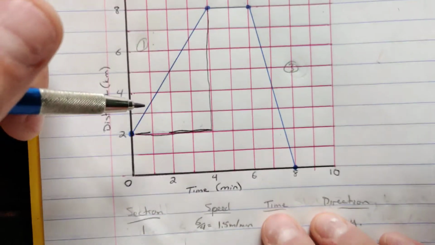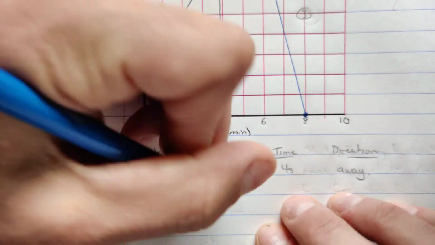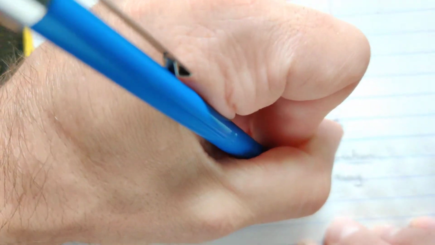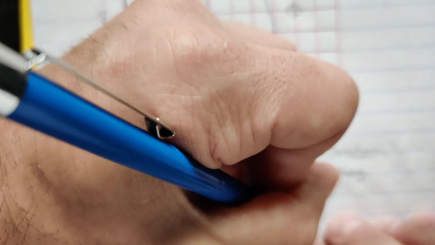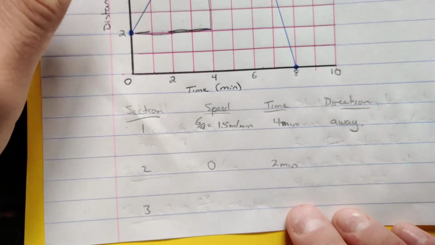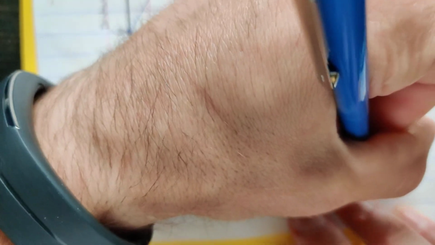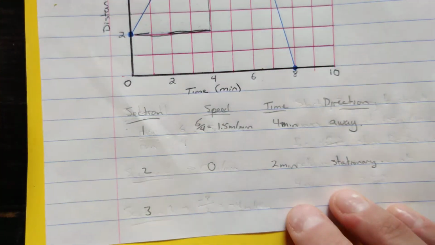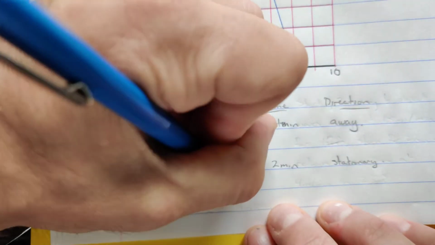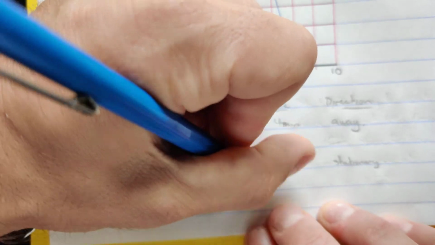In section 2, our speed is 0. It's not moving at all, and that's for, sorry, these are in minutes, not seconds, for 2 minutes. So that's for 2 minutes, and it's stationary. That's meters per minute. It's speed.